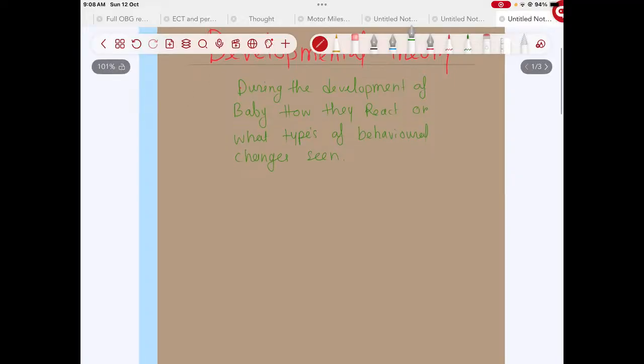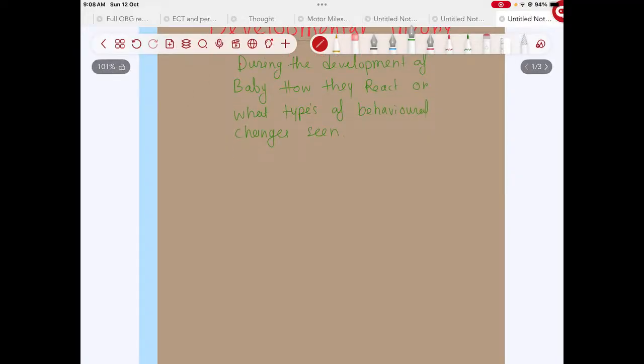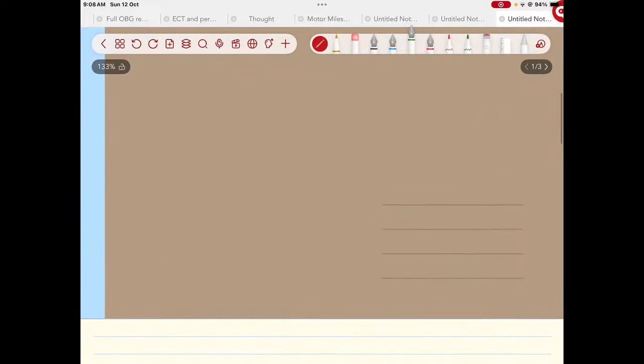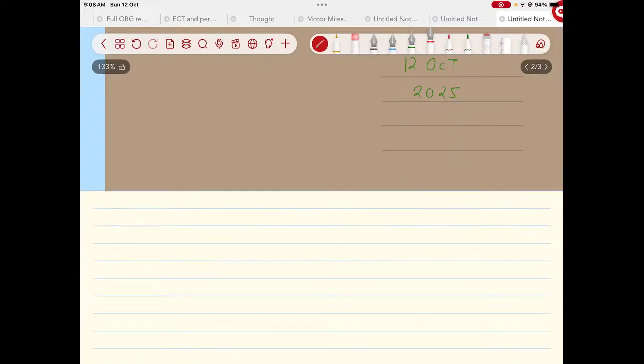So first we get the four different types of developmental theory we should know. That is the developmental theory. What is the date today? Today is the 12th October 2025. So what is the developmental theory?